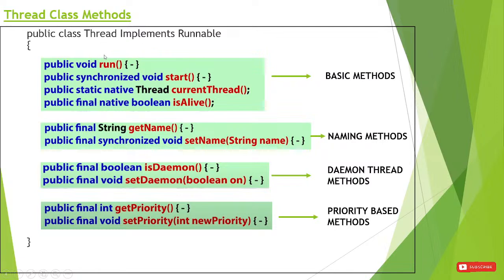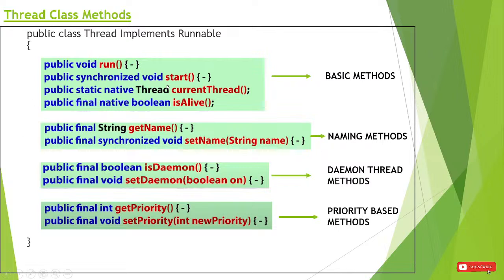Just now, thread task, right? If you want to give any task to the thread, that we will declare inside the run method. What is the use of the start method? No, not to create a thread, to start the thread, right? To start the thread, we are using the start method.